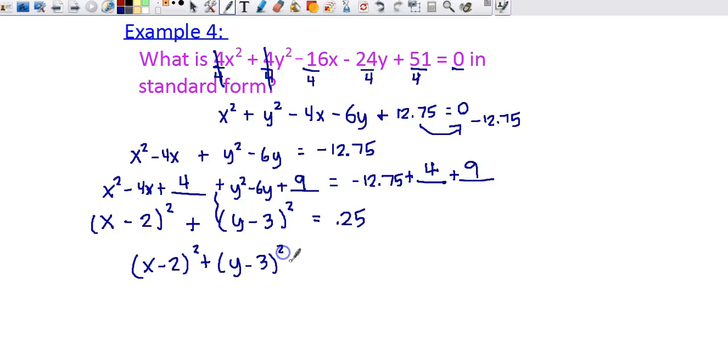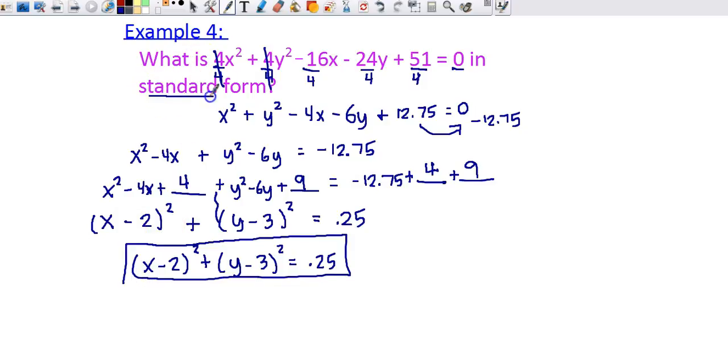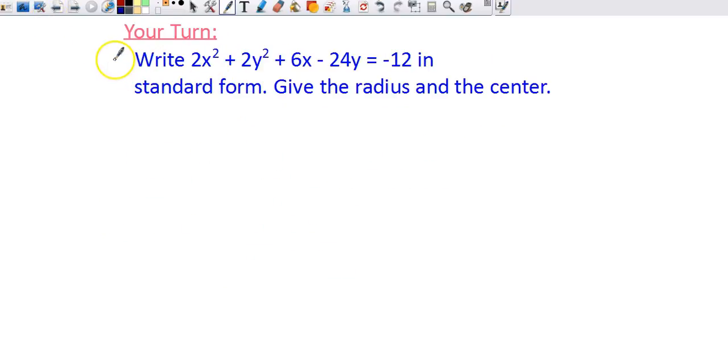Let me rewrite that. There you go. And so there's your standard form. It's a really small radius, isn't it? You know, when you think about the square root of 0.25, it's going to be a decimal. But that's okay. Well, we got where we needed to go. Got rid of those coefficients. All right, guys, you try this one. Pause the video. Give it a shot. Ask me for help, and then you can unpause it and you can watch the work.